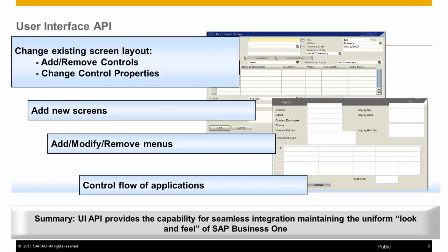Examples would be to add new fields or buttons to a system form such as sales orders. We can also create our own forms that have the same look and feel as an SAP Business One form. This allows for a seamless user experience.